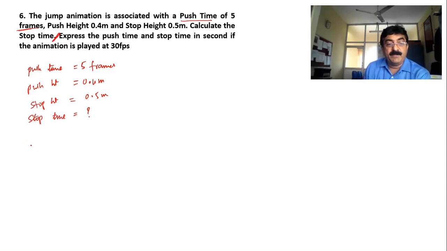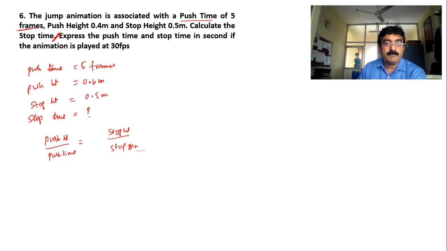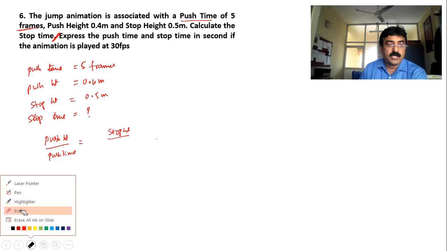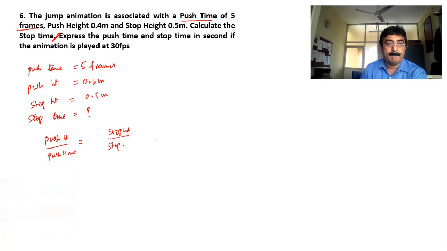Once again, please recall, jump magnification is given by push height divided by push time, that is equal to stop height divided by stop time. Oh, sorry, I made a mistake here. Not stop magnification, stop time. Actually, both are jump magnification only.